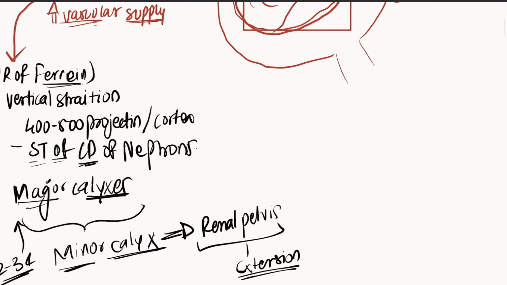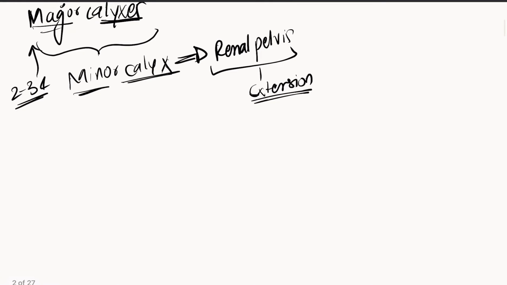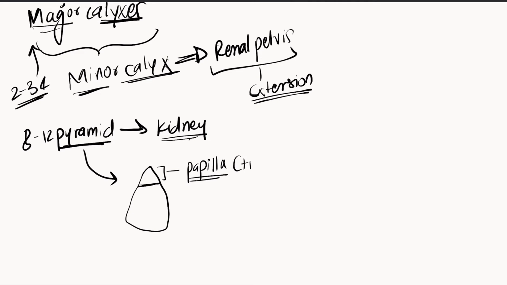There are pyramids. What we need to know about pyramids is that there are 8 to 12 pyramids altogether in one single kidney. The tip of a pyramid is called the papilla.